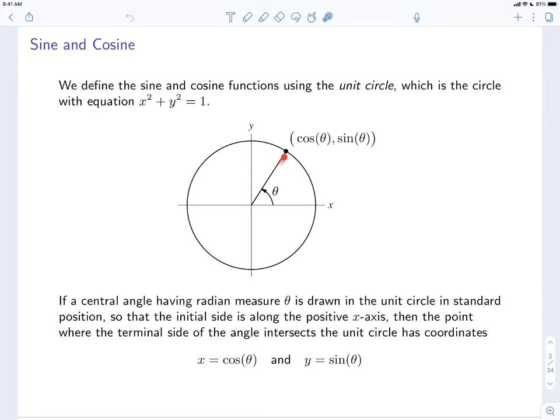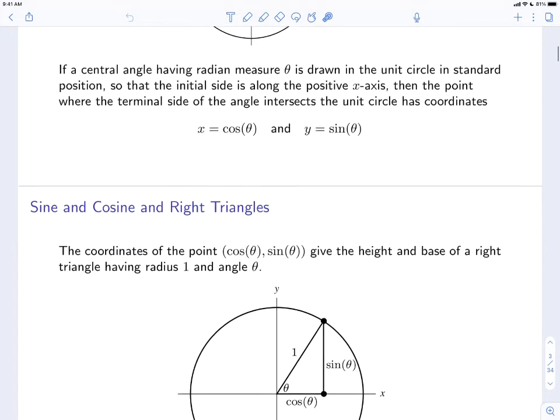The terminal side of this angle will at some point intersect the circle, and where it intersects the circle, we have a point with an x-coordinate that we call cosine of theta and a y-coordinate that we call sine of theta. And this is how we define the cosine and sine functions. Because of this definition, they're often called the circle functions or the circular functions.